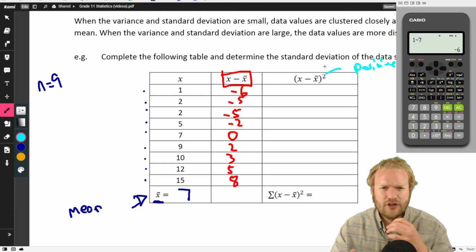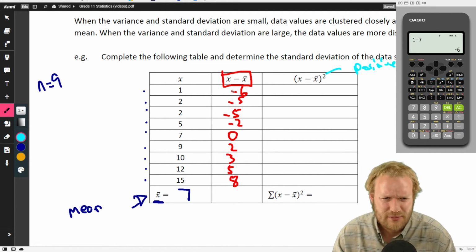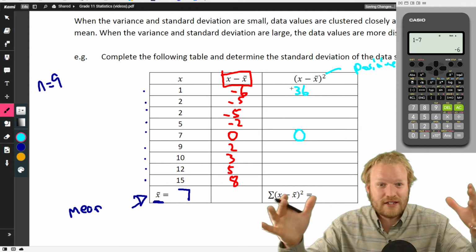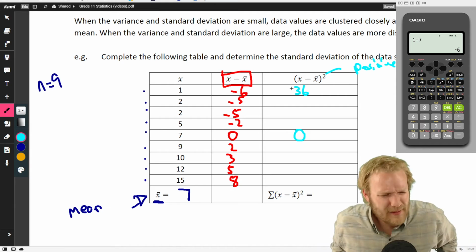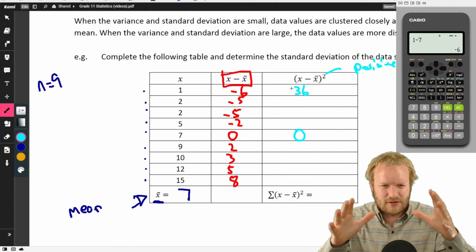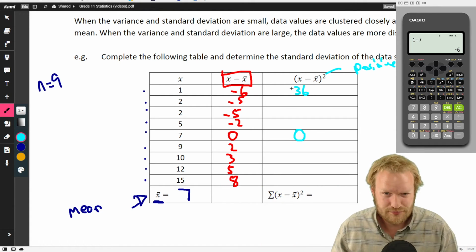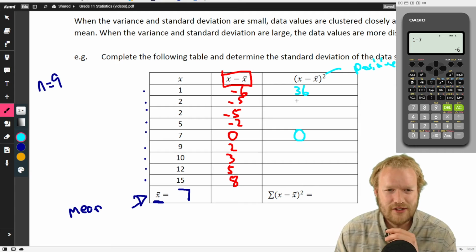Cool. It's also going to expand things out. So let's look at this. Minus 6, we're taking that and squaring it. That's 36. But this 0 squared is still 0. So it almost exaggerates it a little bit. And I don't know if it really makes sense that if something's a little bit further away, it should count as being a whole lot further away. So let's do all of these and see where we go.